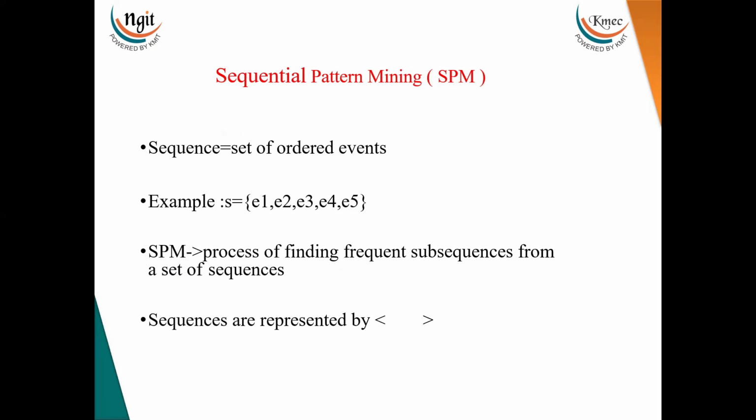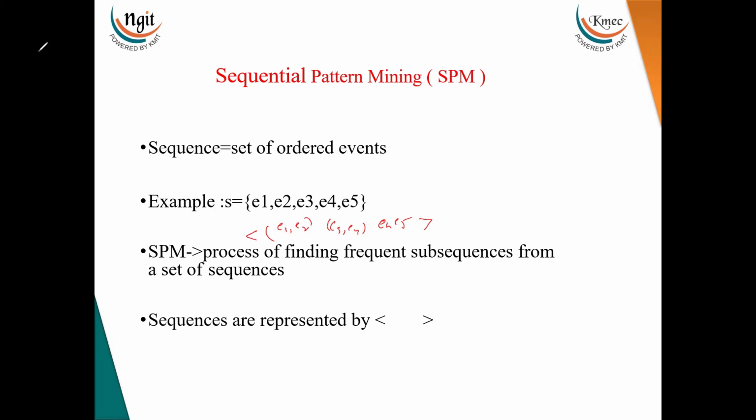Then what is sequential pattern mining? Finding the frequent subsequences from the set of sequences, we call it sequential pattern mining. From this, we can have the set of subsequences as E1, E2, E3, E4, E4, E5, and all, right? These are called what? Frequent subsequences. And all these frequent subsequences are represented with angular braces.